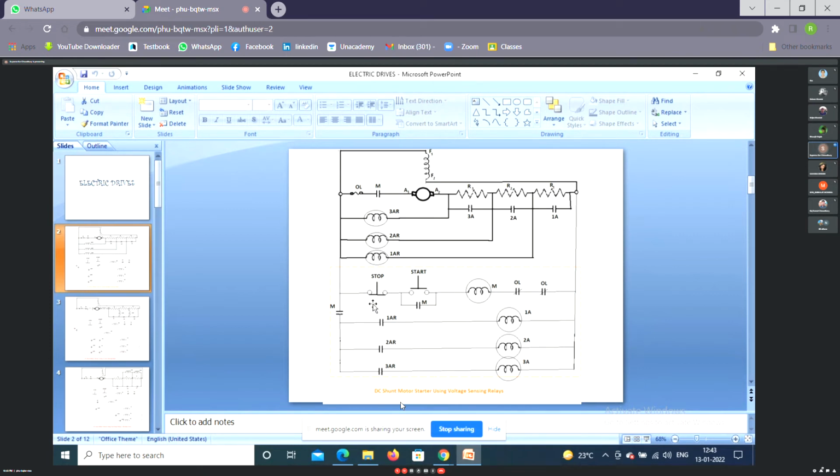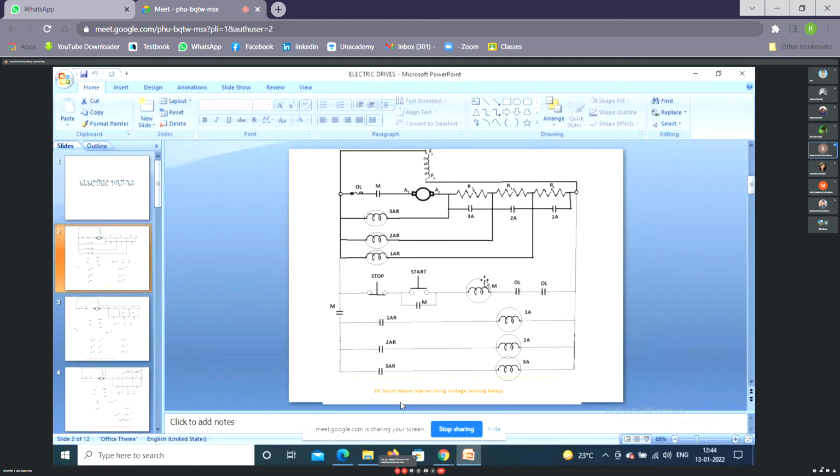Now this is the control circuit. In the control circuit, we have a stop button and a start button, both push buttons. You can see the stop button is normally closed, and the start push button is normally open. When we press start, it will close the circuit. In case of stop, it is normally closed, and when we press it, it will break the circuit. So to start the motor, we will press this start button. So this circuit is closed and this coil M will be excited.